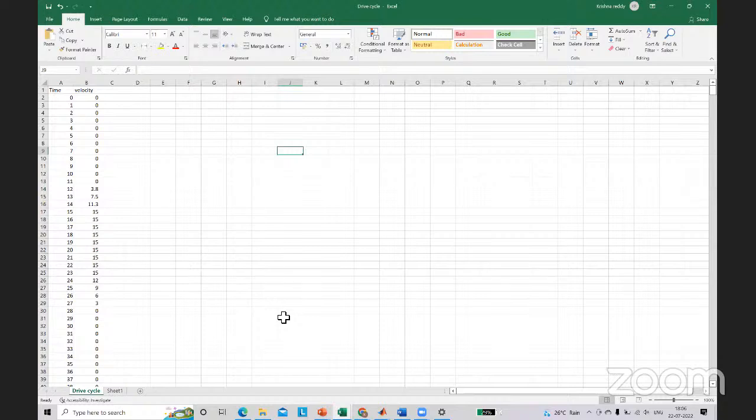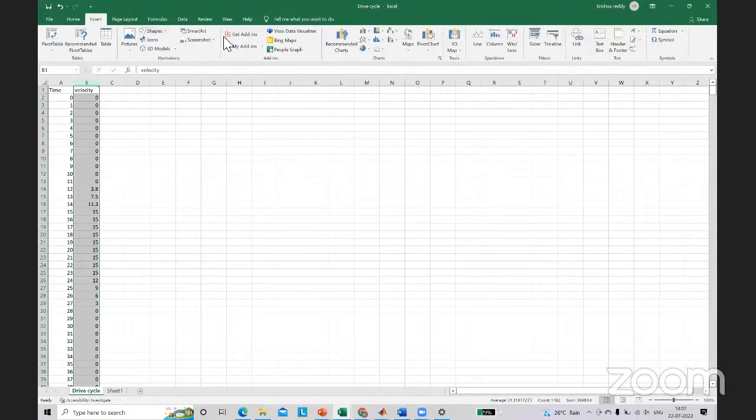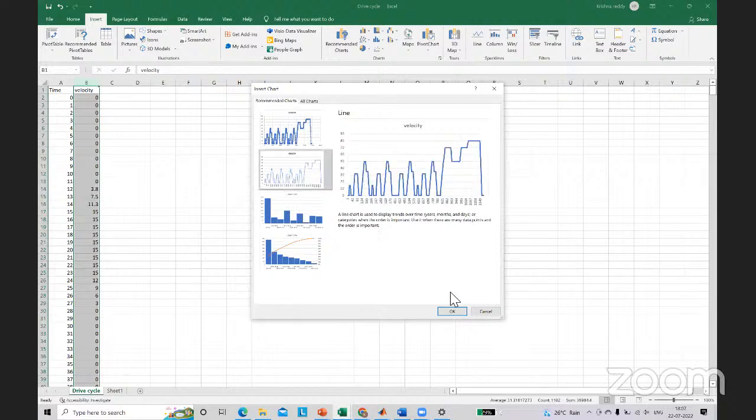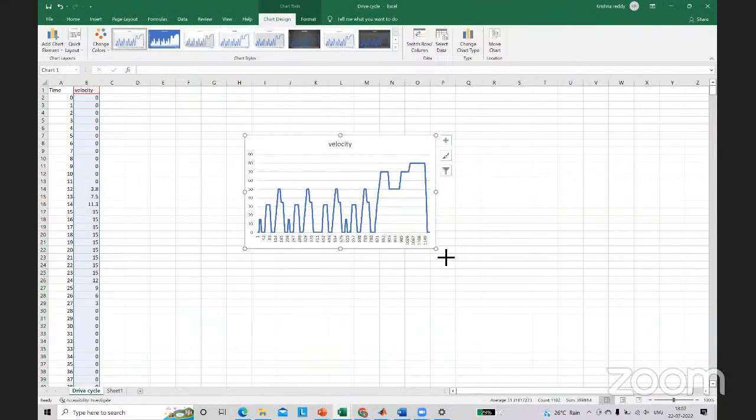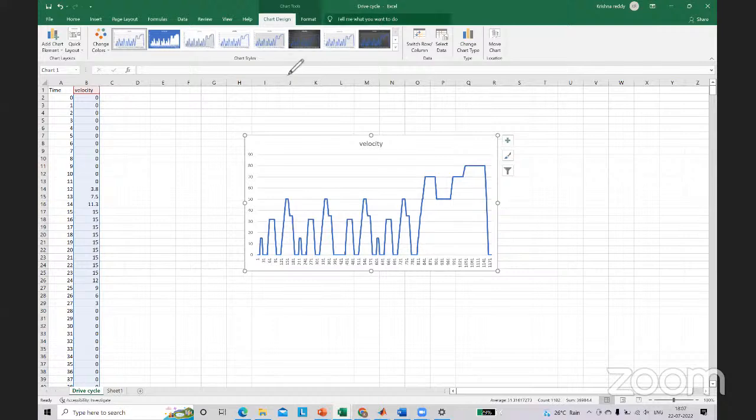Which contains time versus velocity, velocity upon time, sorry. So let me plot this one. Here I will be using the NEDC drive cycle, that is the New European Drive Cycle. On the y-axis it is nothing but velocity, and on the x-axis it is nothing but time.